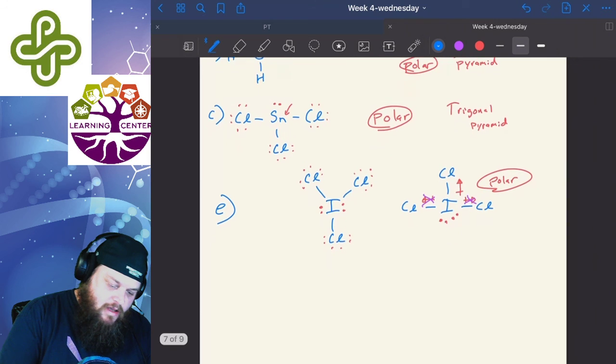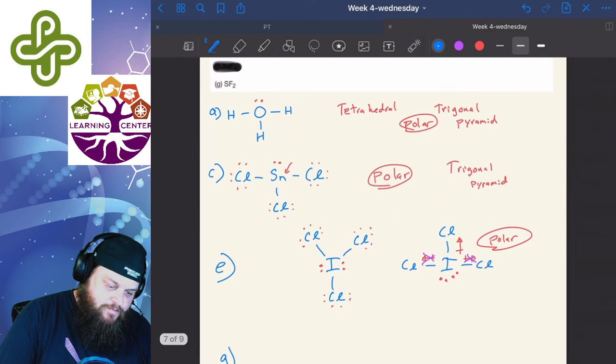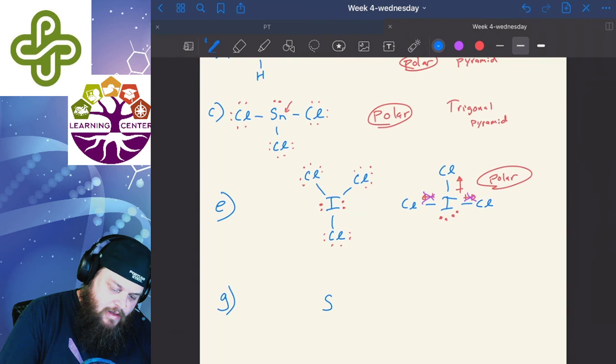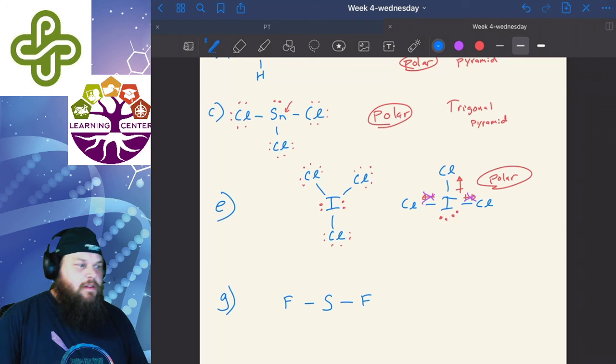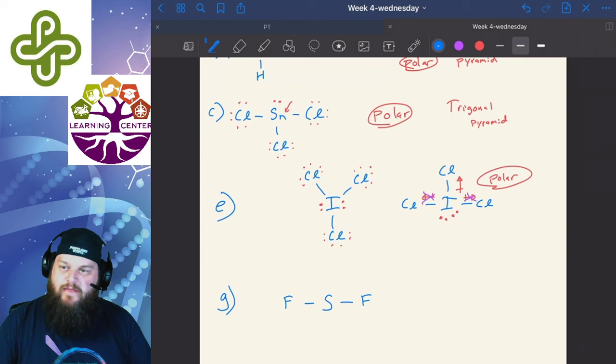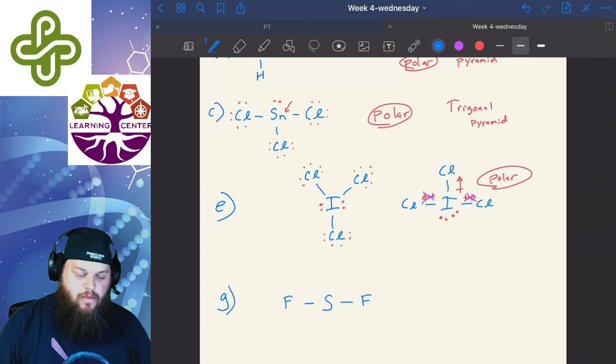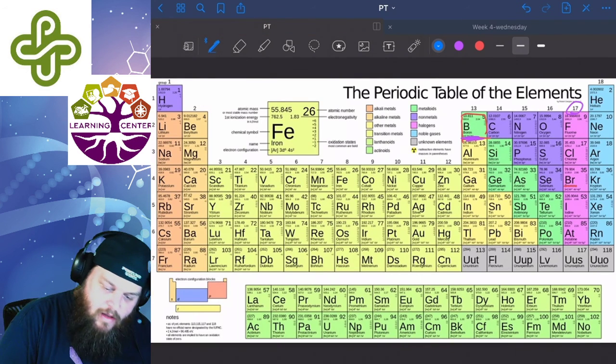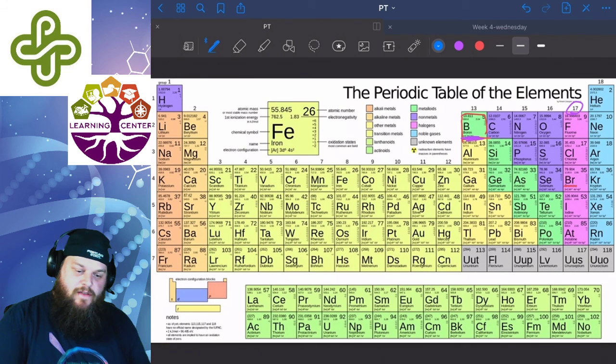Part G is SF2. Anytime it's something 2, we can draw it like that, and then we can look at the electrons that it ends up having to see how that affects things. Sulfur, looking at this periodic table, is like oxygen. It has 6 valence electrons.